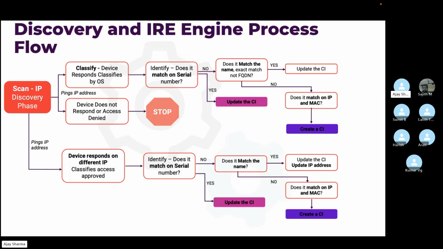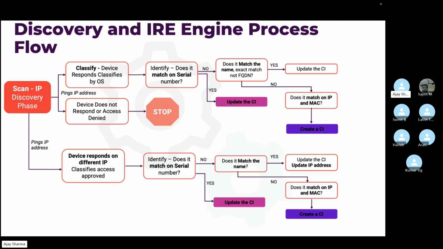So to reconcile the data, basically we have to define which attributes we want to update from Discovery and which attributes we want to update from Service Graph Connector, SCCM, or whatever we are going to use to update the CIs. We have to define those attributes in the reconciliation engine rule.